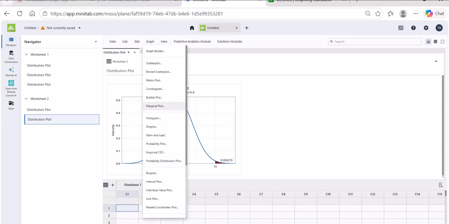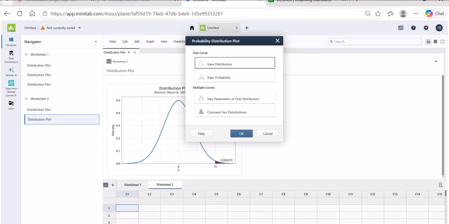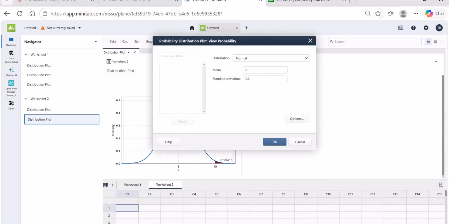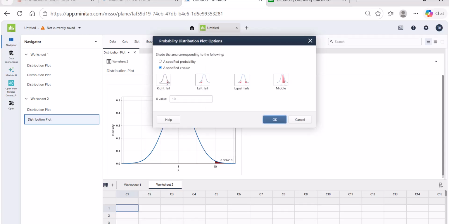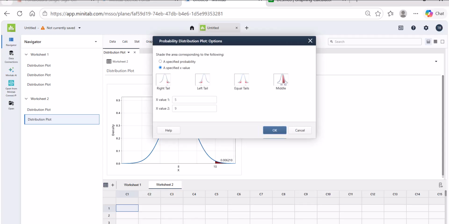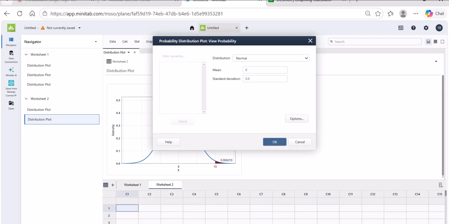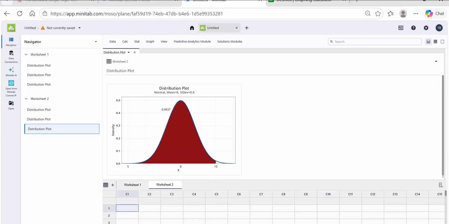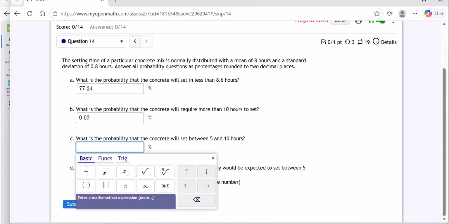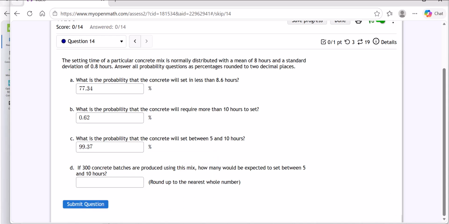Now we want to look at the probability it takes between 5 and 10 hours. So back to graph, probability distribution plot, view probability. In the options, we want to pick middle, and we're going from 5 to 10. Here we see most of the curve is shaded, and our decimal of 0.9937 gives us a probability of 99.37%.